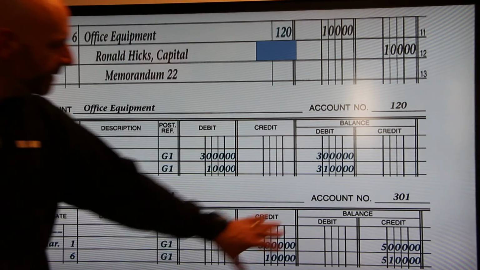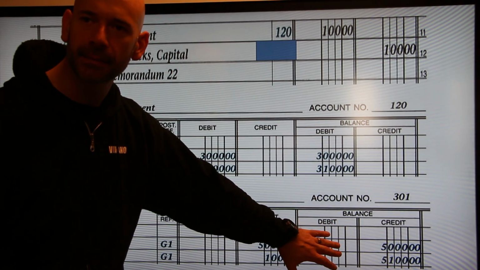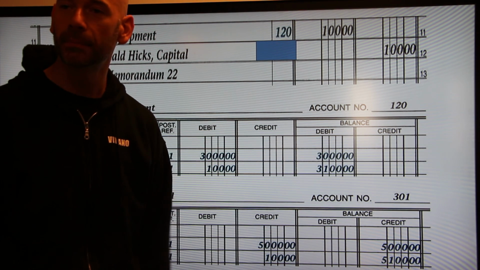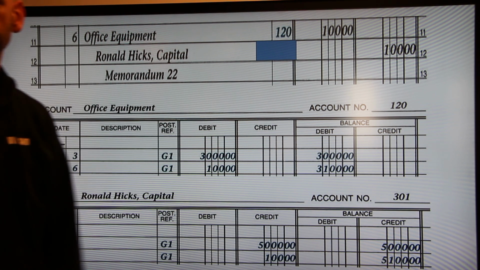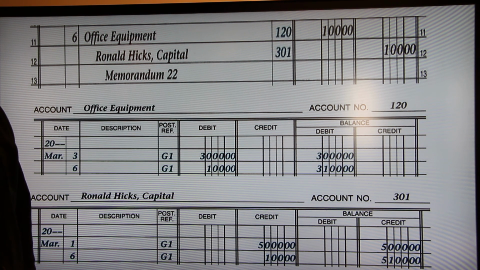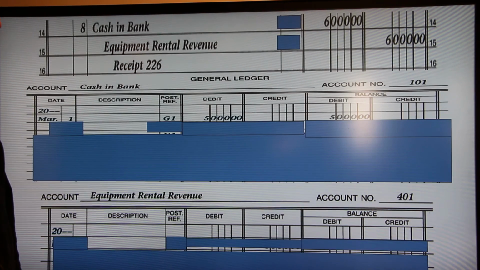Okay? We would never write anything in the balance section on the debit side for capital because the normal balance side is credit. And then we have to go back and put 301 to show where we put it.